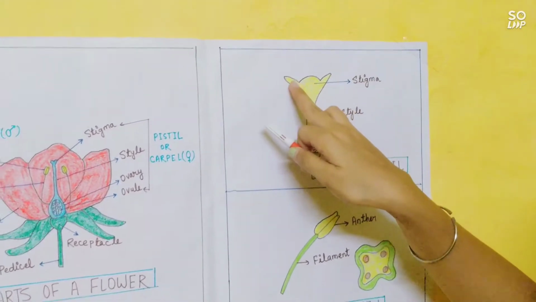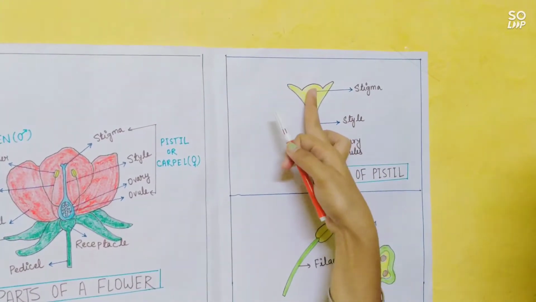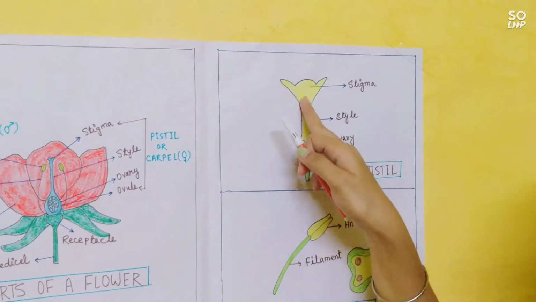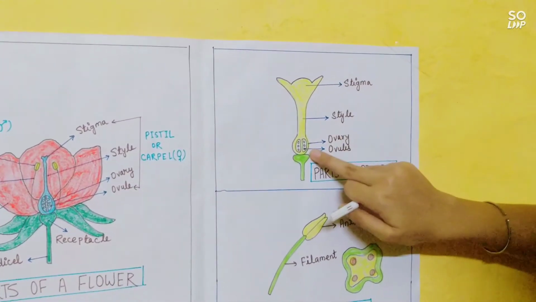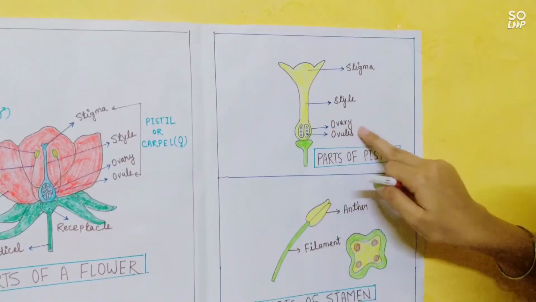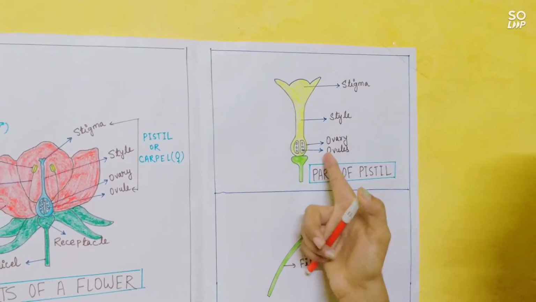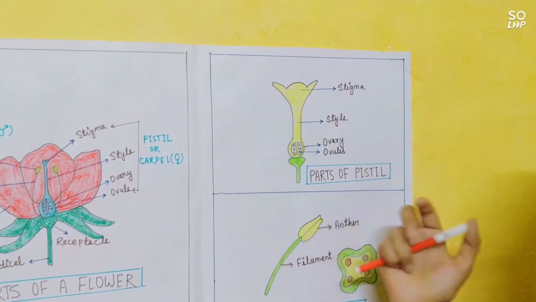This is a stigma. The uppermost part is the stigma. Stigma is the sticky part of the pistil. The second part is a style. Style is a tube-like structure that connects stigma to ovary. Now, ovary is a pouch-like structure that contains ovules. Ovules are called the female gamete.